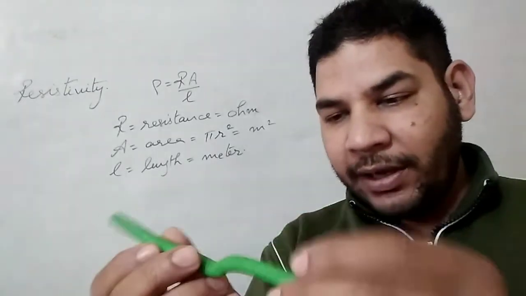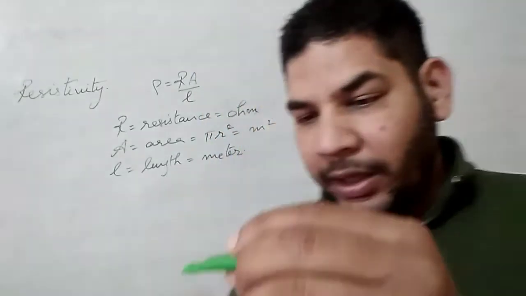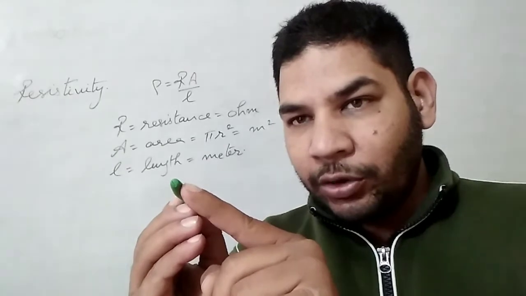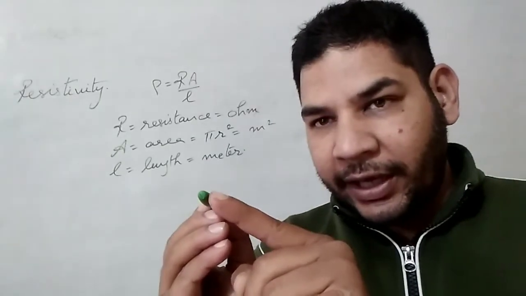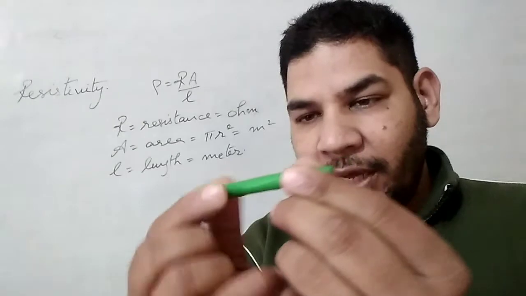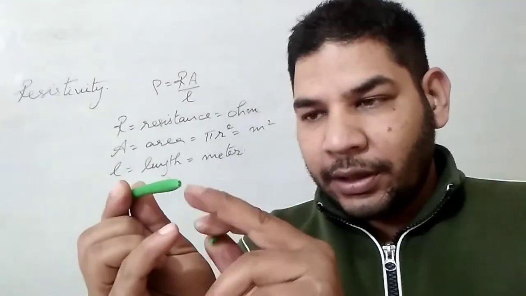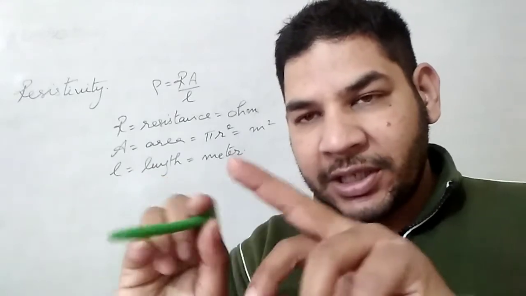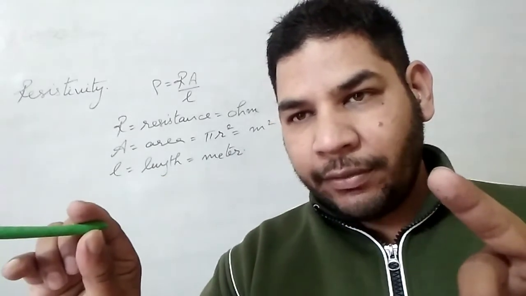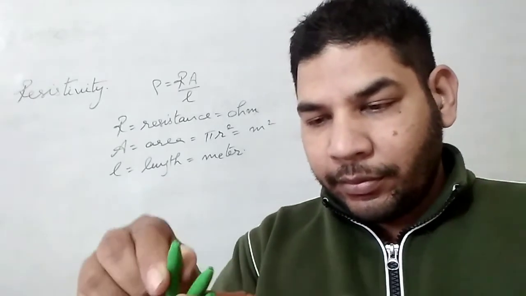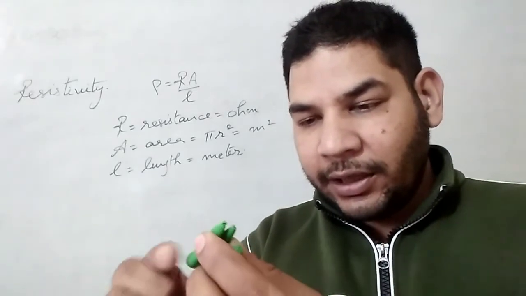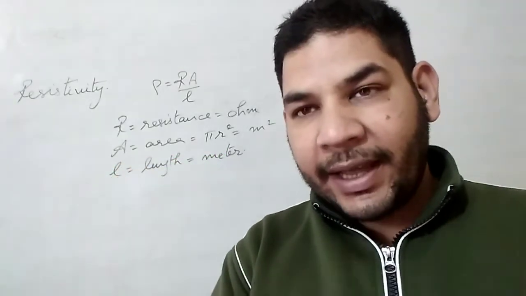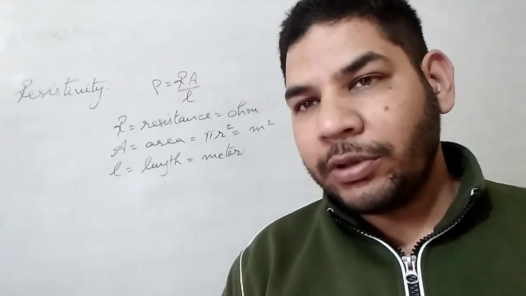Now if I stretch this to double the length, let us say this is area A, if I stretch here, the area becomes half. On stretching, the area becomes half, and on doubling the area, the length becomes half. Which means the length and area are inversely proportional to each other.